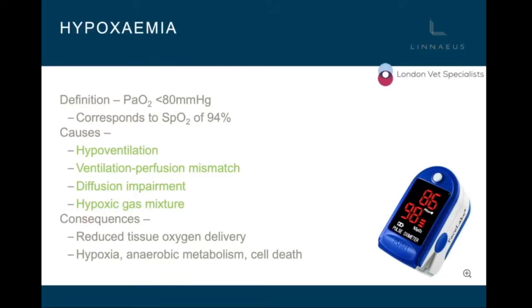We discussed ventilation perfusion mismatches just on the last slide, so where the amount of ventilation does not equal the amount of perfusion in that particular area of lung. And also we have the possibility of diffusion impairment. So we said that one of the anatomical features of the lung which allows good gas exchange is an extremely thin barrier between the alveolus and the artery. If that is thickened for any reason, for example by edema or chronic inflammatory conditions, then we may struggle to oxygenate the blood in these cases. And finally, hypoxic gas mixture is the final cause of hypoxemia, but that's unlikely to happen if your equipment is working well.